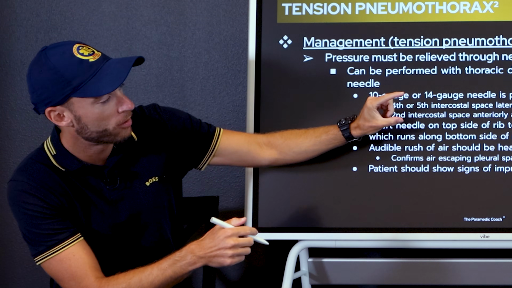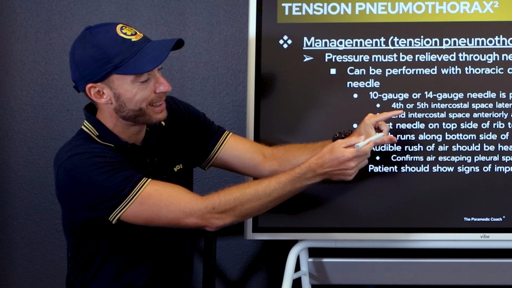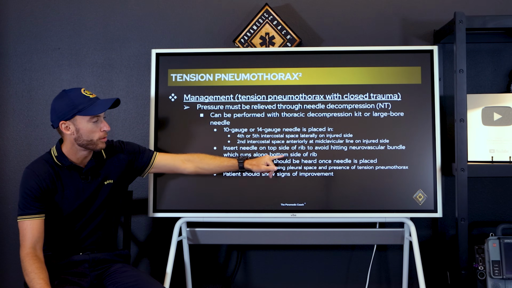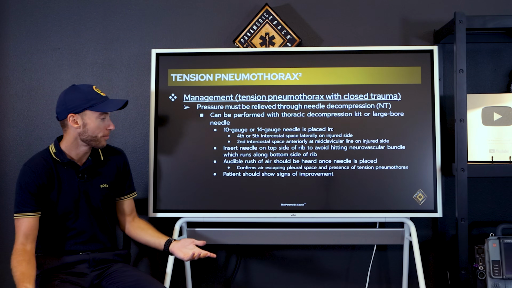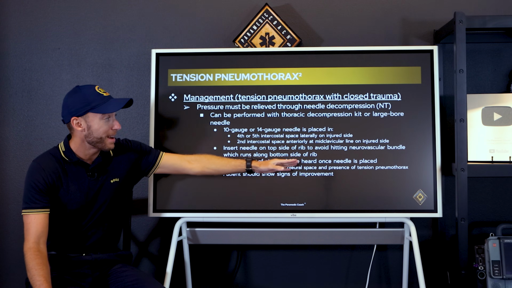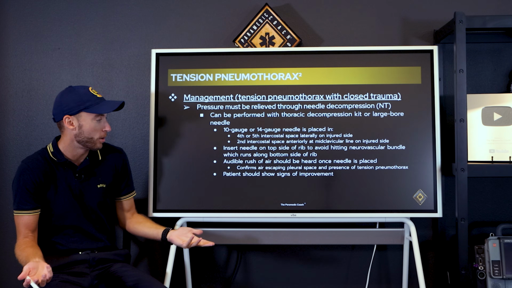Here's our intercostal space, right? We want to go at the top, we don't want to go at the bottom. We want to slide over the top side of the rib. An audible rush of air should be heard once the needle is placed, if you use the proper needle, confirming the air escaping the pleural space in a present tension pneumothorax. Okay, that kind of confirms what you're thinking the whole time.